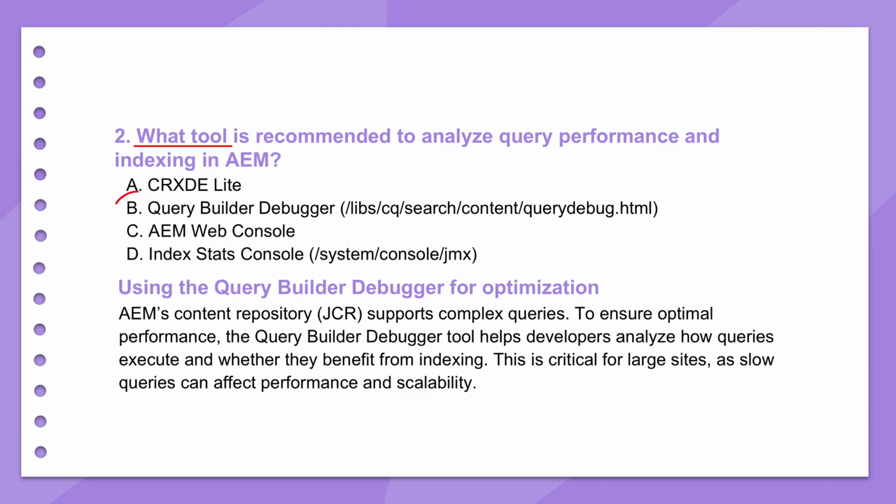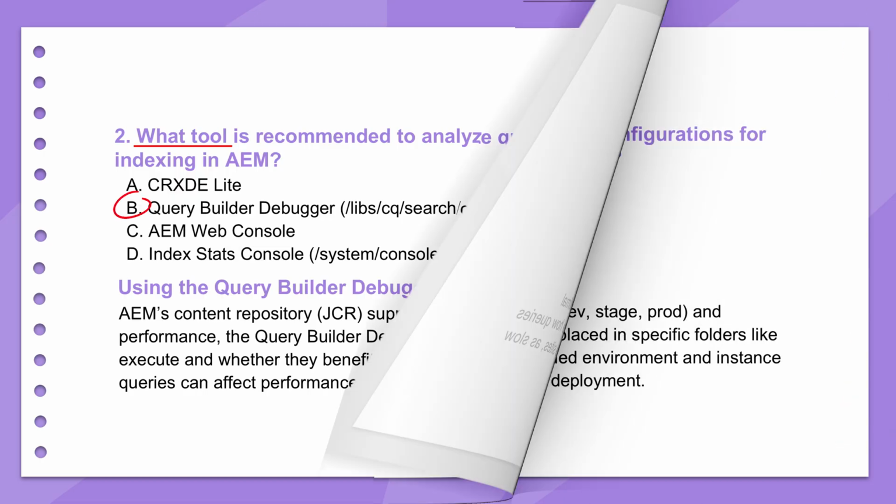And the Index Stats Console. That is useful. It tells you about the overall health and usage of your indexes. It complements the Query Builder Debugger, but it doesn't let you test and analyze specific queries in the same direct way. Gotcha. So for pinpointing query performance issues, the Query Builder Debugger is really the dedicated specialist tool. That's the one. Good to know. It's all about understanding the how of data retrieval.